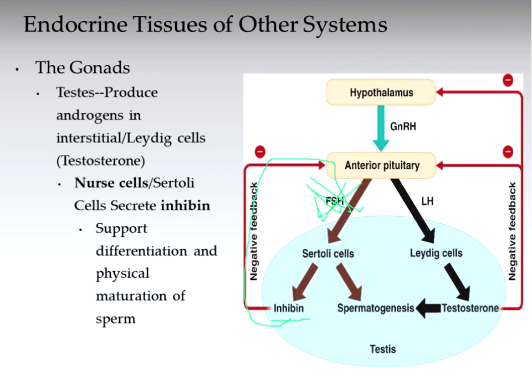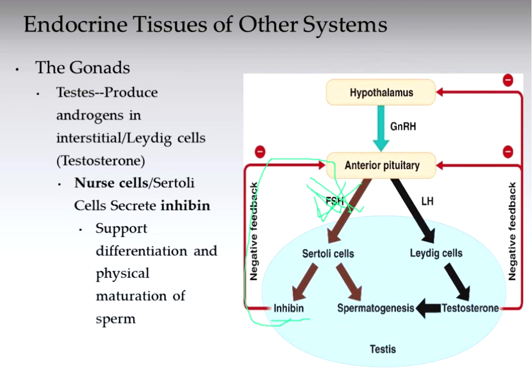LH travels to a different cell known as the Leydig cells, helps the Leydig cells take cholesterol and convert it to testosterone. Now, testosterone can travel into the bloodstream to have all the secondary sex characteristics. Make your muscle grow, have lots of protein, make your brain be masculinized, make hair on your chest, make hair on your face, make for too much hair, make the hair disappear on your head.